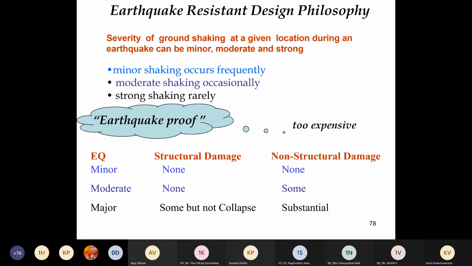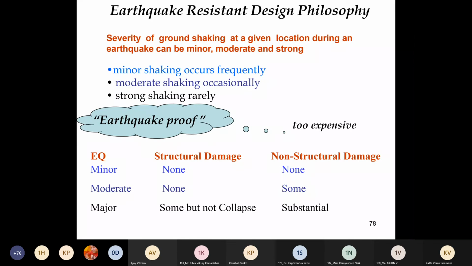Maybe in other lectures also you have been introduced to this earthquake resistant design philosophy. Severity of ground shaking at a given location during an earthquake can be minor, moderate, and strong. Minor shaking occurs frequently, moderate shaking occasionally, and strong shaking rarely. Earthquake proof is too expensive, to make a structure withstand the earthquake which may occur once in 100 years, once in 1,000 years. Such an earthquake proof approach is too expensive and not practical.